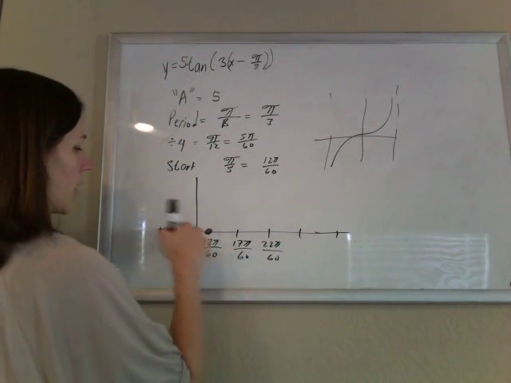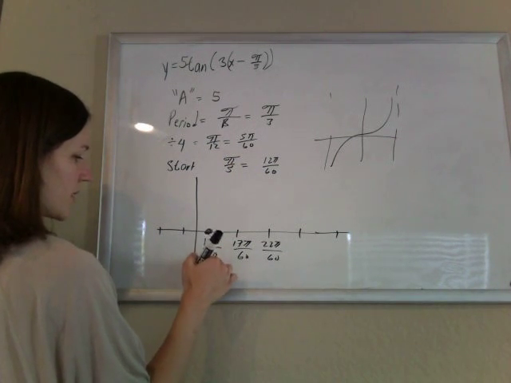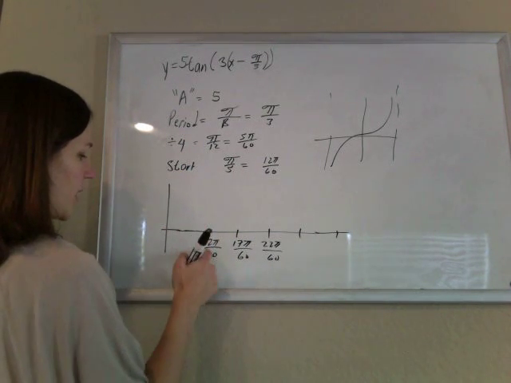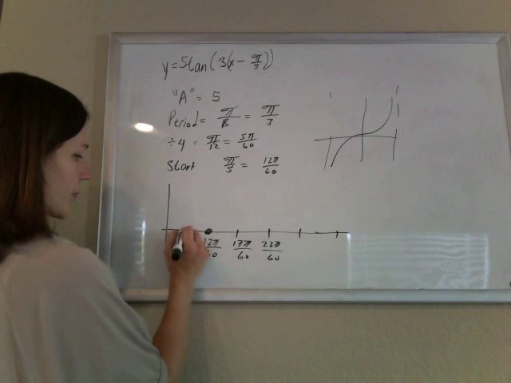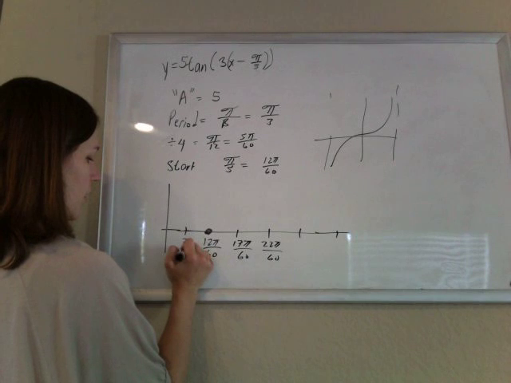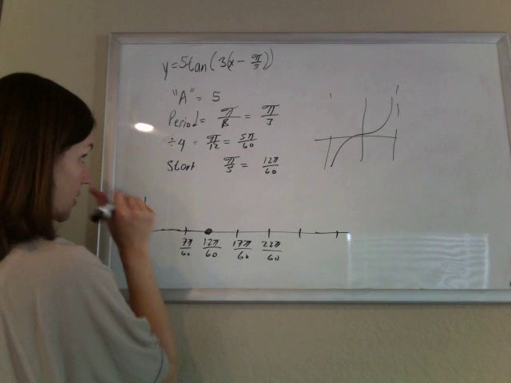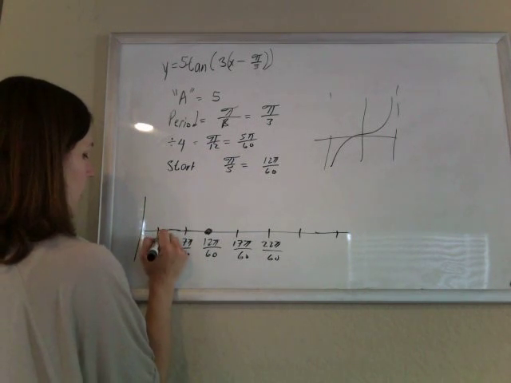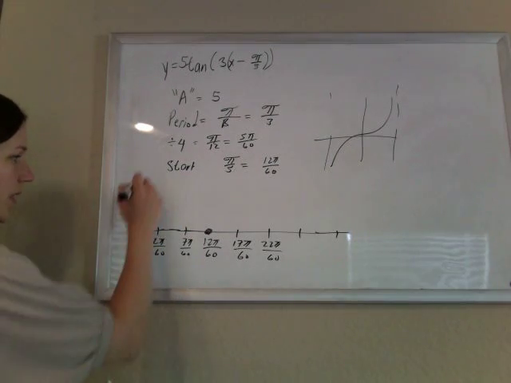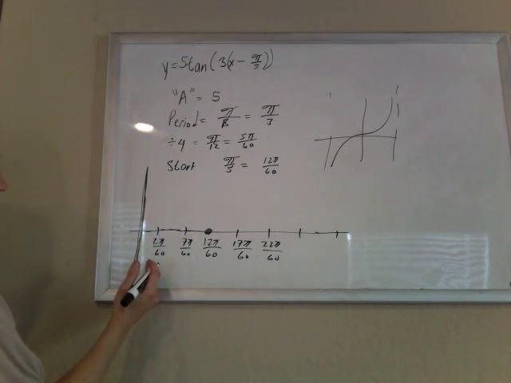So 2 this way, and I've got to go backwards 5 pi 60ths. So 12 pi 60ths minus 5 pi 60ths. Let me scoot the graph over a little bit so I have room because it's still positive. 12 minus 5 is 7 pi 60ths, and then 7 minus 5 is 2 pi 60ths. Alright, here we go. So, I scooted my y-axis over because it all still ended up being positive.